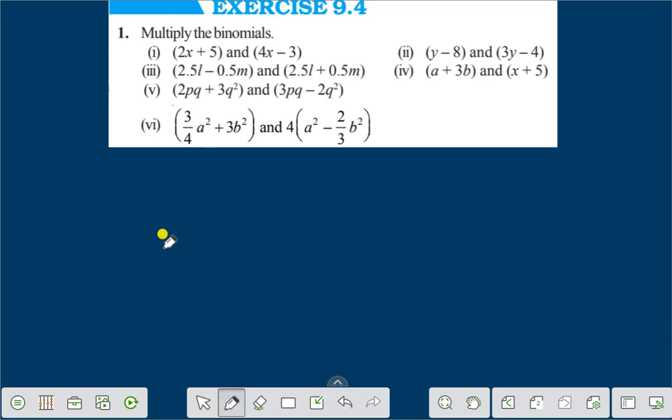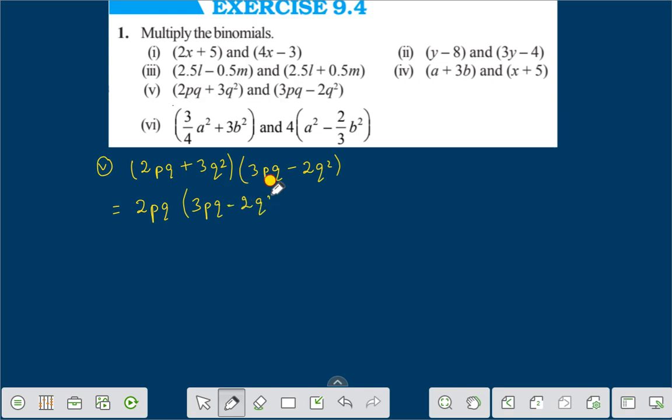Question number 5 is (2pq + 3q square) into (3pq - 2q square). That means we are getting 2pq into (3pq - 2q square) plus 3q square into (3pq - 2q square).